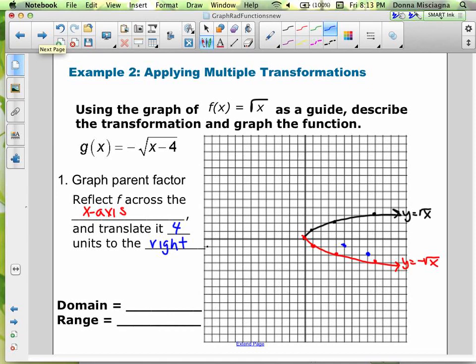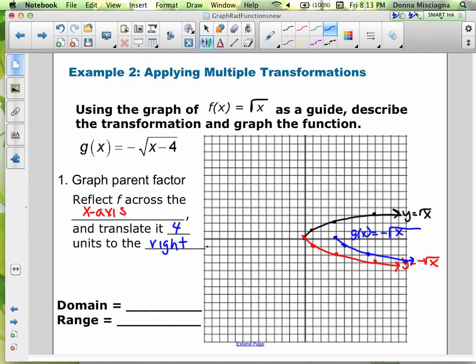1, 2, 3, 4. Did I move? Oh, I forgot this one. 1, 2, 3, 4. Almost forgot that one. All right, so now let's graph. And this is the graph of our function, g of x equals negative square root of x minus 4.